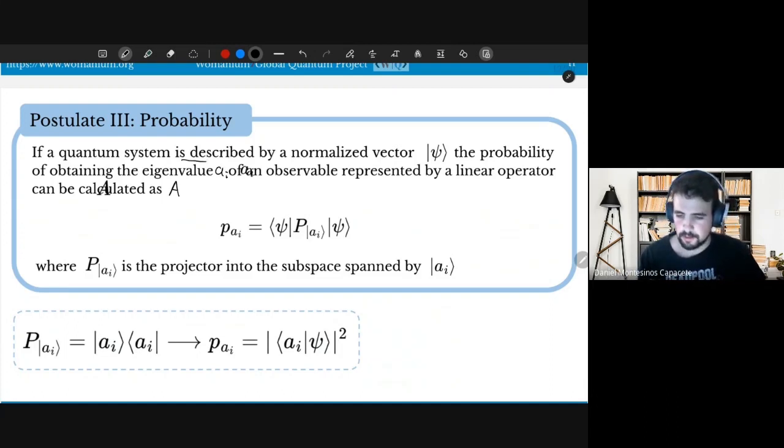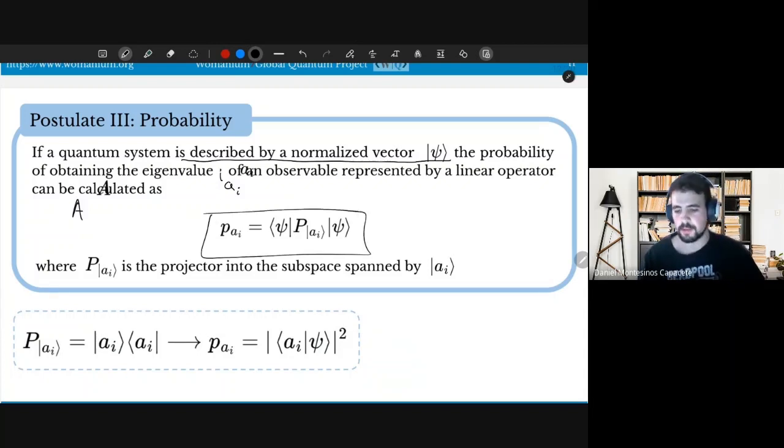If a quantum system is described by a normalized vector P, the probability of obtaining the eigenvalue A sub E of an observable represented by a linear operator A can be calculated in this way, and this is just the probability of getting this eigenvalue if your physical system is in this state, and this is the projector that we were discussing just the other day.